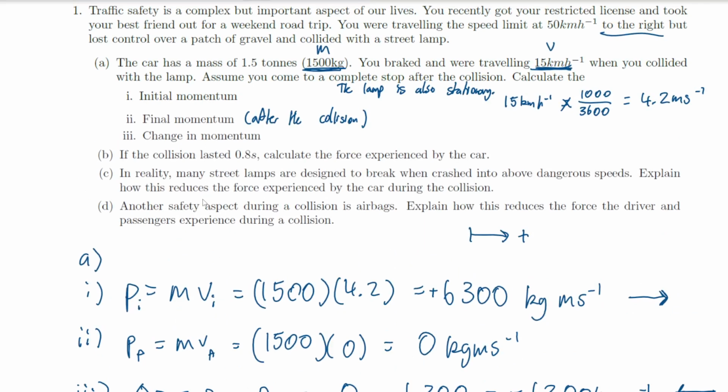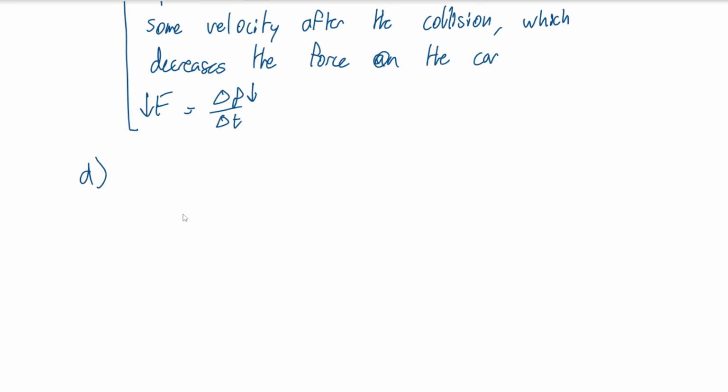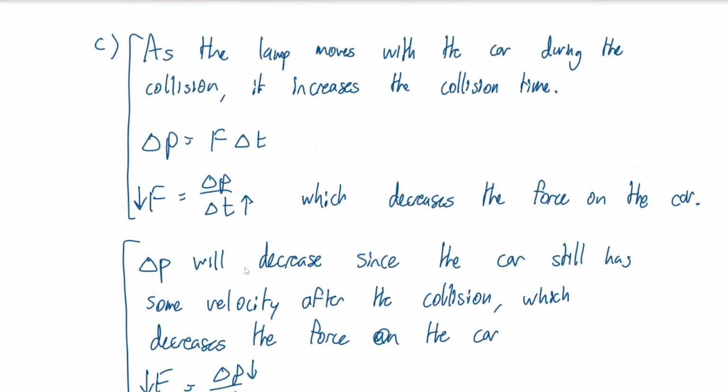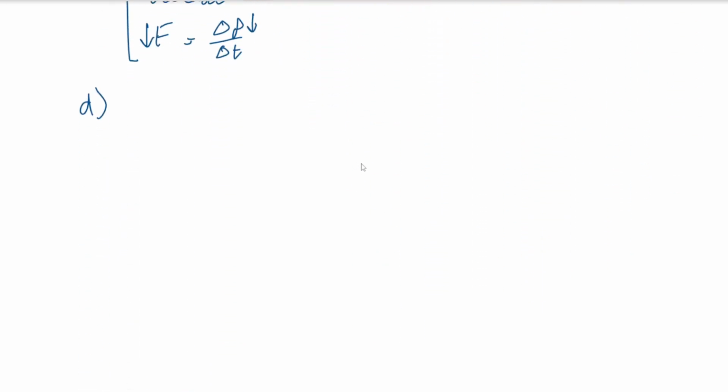Part D, so another safety aspect during a collision is of course the airbags. Explain how this reduces the force the driver and the passengers experience during a collision. So this is a similar discussion to part C, just a different safety feature. If you have no idea how airbags work, I strongly recommend you look up Lee6 on YouTube and type airbags. Very good video on their inner workings. But let's just consider the momentum and the impulse on this.